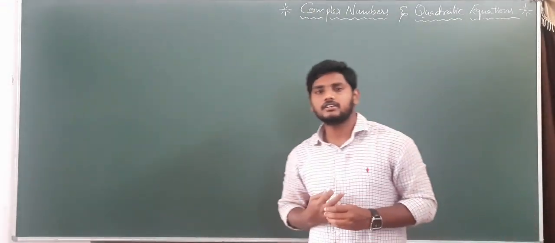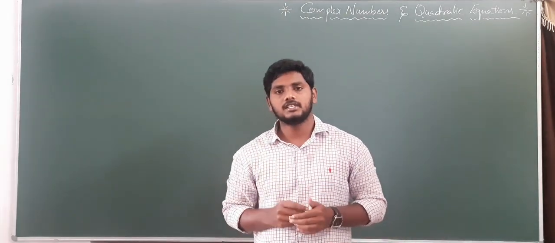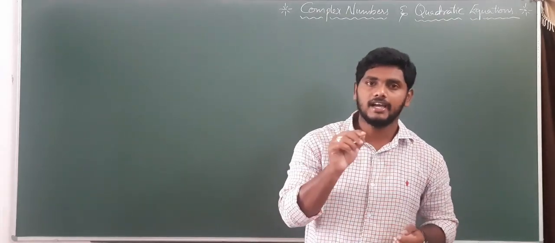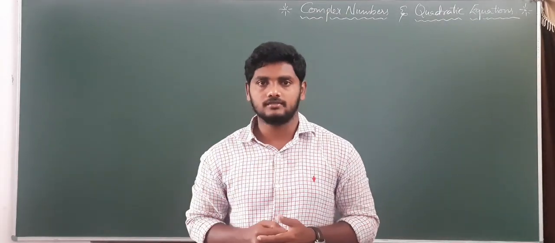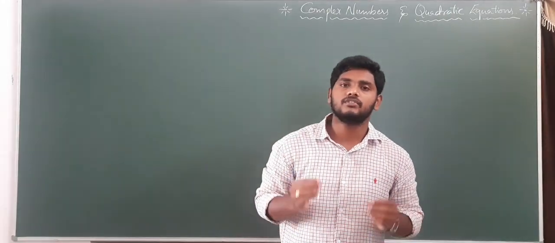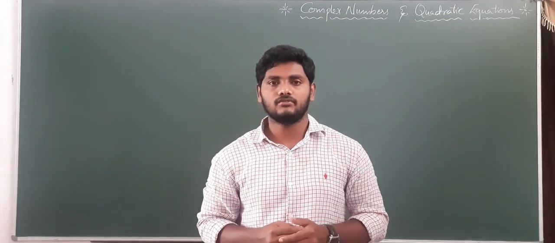In yesterday's class, we discussed iota. What do you mean by an iota? We represent it with a small i. What was the value of small i? That i is equal to the square root of minus 1, right? By using that i value, we can find the roots of any quadratic equation.